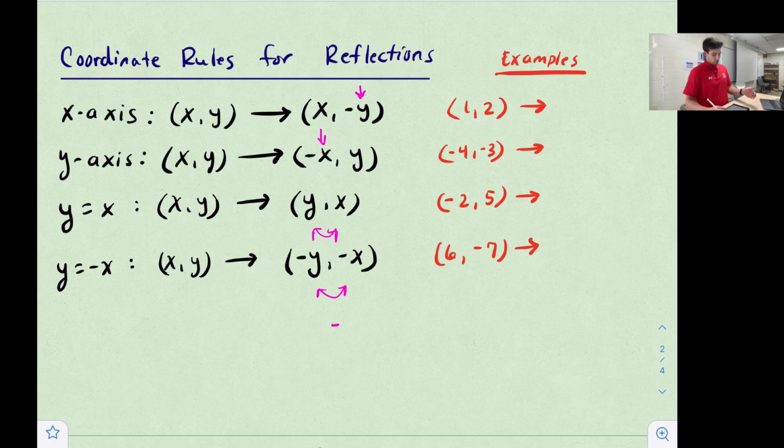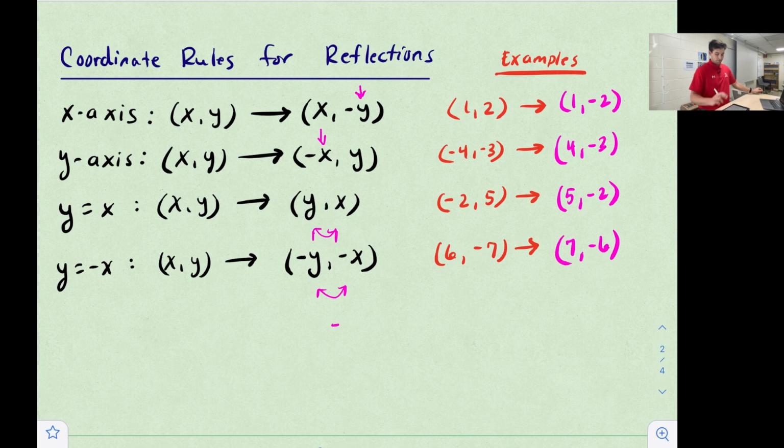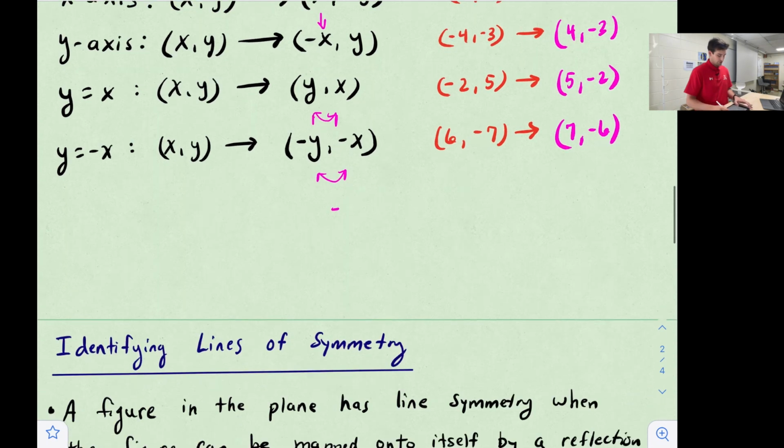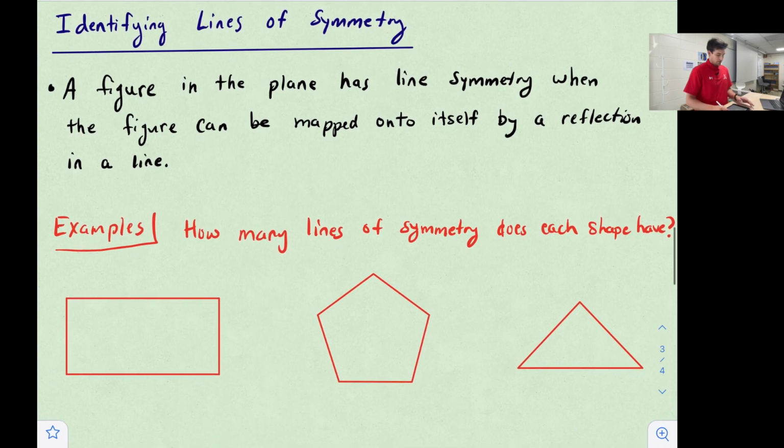So let's take, for example, a point 1, 2. If I was going to reflect it over the x-axis, it says just make the y coordinate opposite. So that would be the new point. For the next one, -4, -3, if we reflect it over the y-axis, we're going to make the x coordinate opposite. So -4 becomes +4. -3 stays the same. Y equals x says just flip the coordinates. And y equals -x says flip the coordinates and make them opposite. Okay, so we flip -7, 6, make them opposite, and we've got our new point. So those are some rules that we can memorize so that we know what happens to the coordinates when we do a certain reflection.